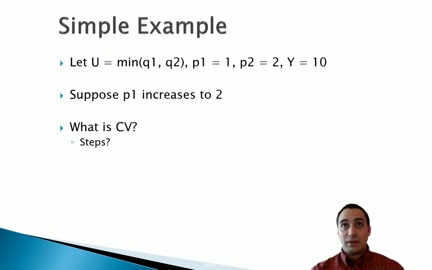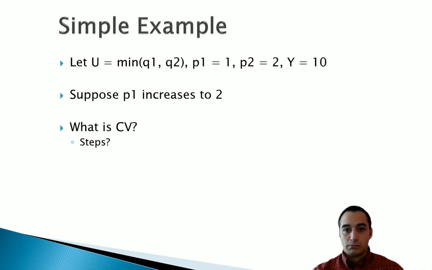The best way to do this is through practice, and we'll do really easy practice problems first. The reason they're easy is because we're going to do complements, which doesn't require a ton of algebra. So let's let U equal the min of Q1, Q2, let our prices and income be given as thus, and suppose that P1 increases from 1 to 2. And our question is, what is the compensating variation?